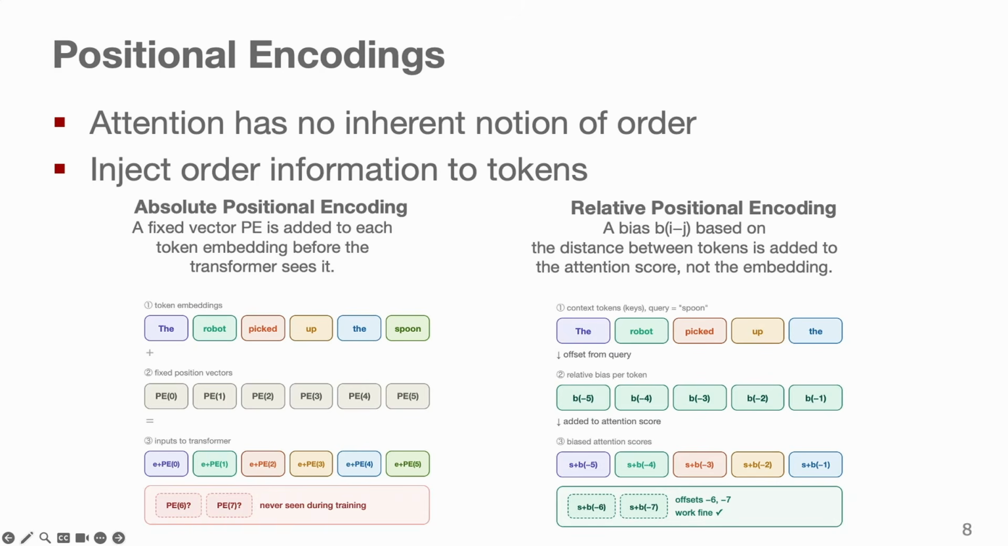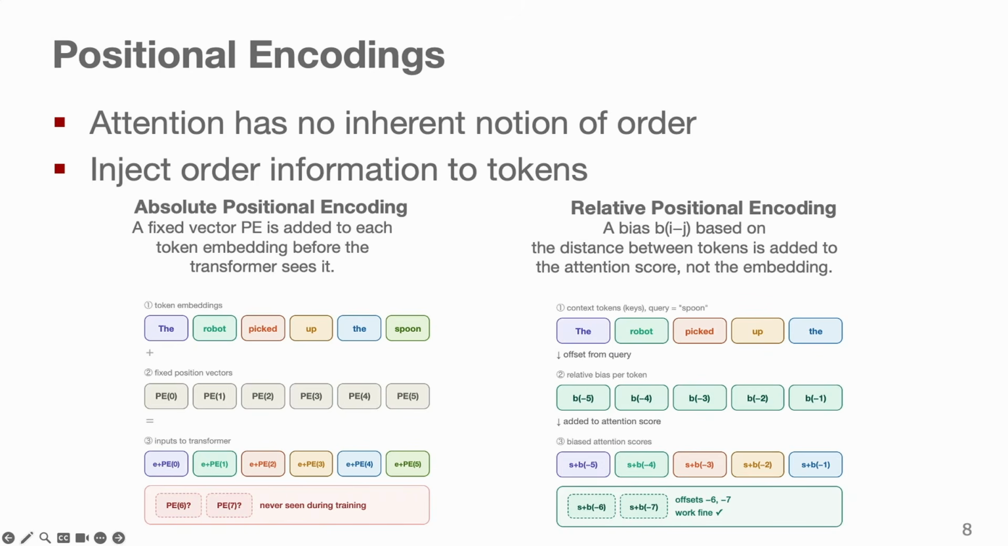So you inject order information directly into the token representations. And there are two main ways you can do this. The original approach from the "Attention Is All You Need" paper is to just add a fixed vector to each token embedding before it enters the transformer. It's pretty simple, and it works well. That's absolute positional encoding. But there is one limitation: if at test time you have longer sequences than the ones you trained with, this will fail, right? Because it's now out of distribution.